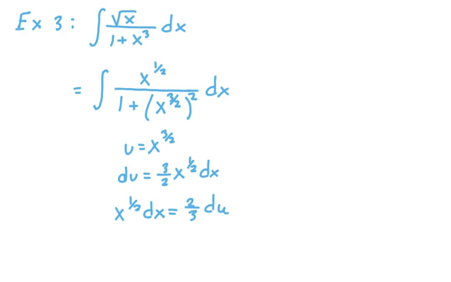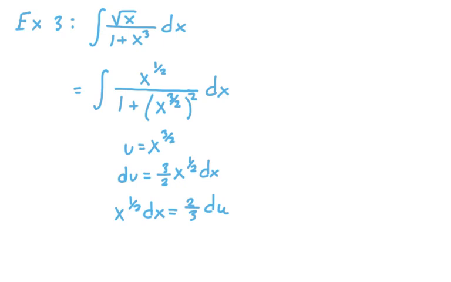This is example 3. Suppose we have the integral of square root of x over 1 plus x cubed dx. And this one's real slick because we can write this as the integral of x to the 1/2 divided by 1 plus x to the 3/2 quantity squared. And so this can be done by u-substitution.